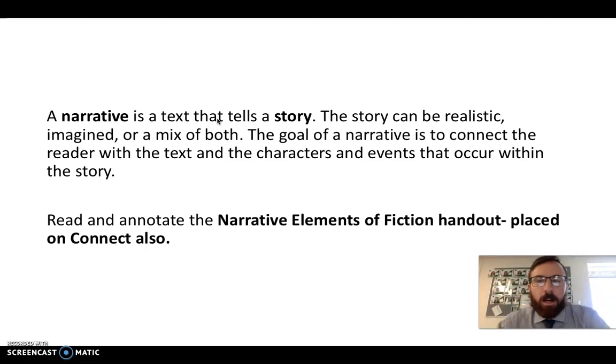The purpose of narrative is to engage your reader, we are aware, through exposition, characters, conflict, and those sorts of things. You know what a narrative is. I'm not going to beat around the bush and go into what plot, conflict, setting, those sorts of aspects are. However, I would recommend having a look at the narrative elements of fiction handout placed on Connect. I will print out copies for this because I'm having difficulty finding it, but I will put it on Connect.